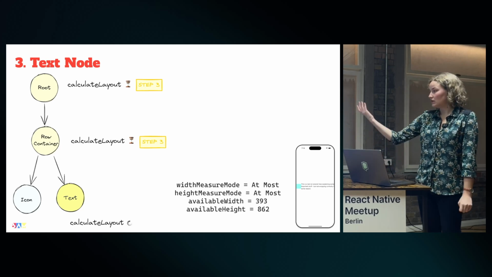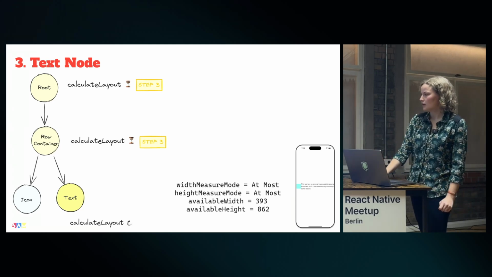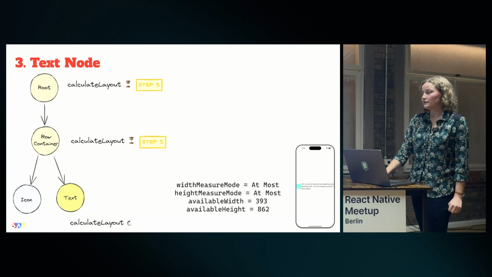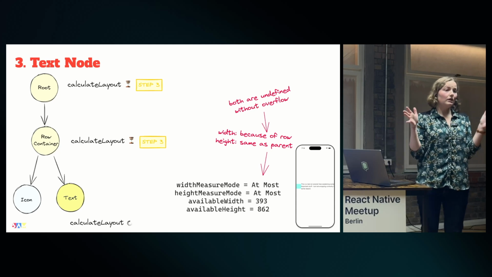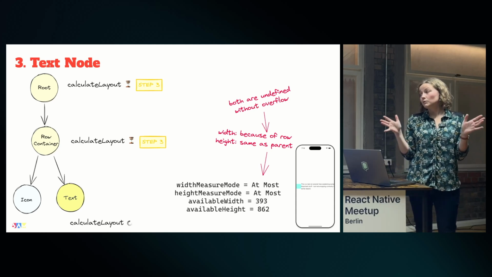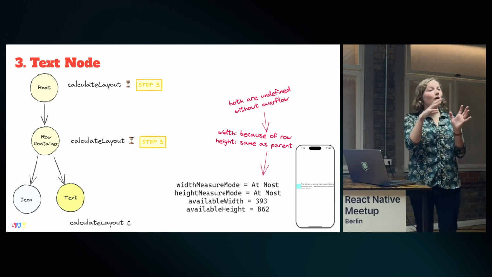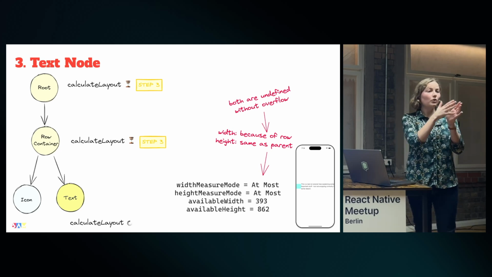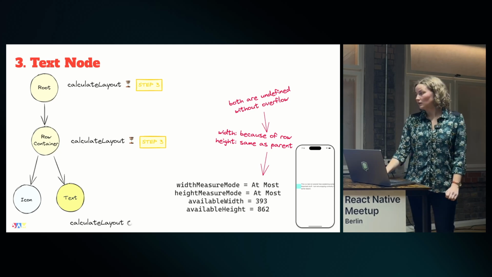I don't know why the text happens here like this in Xcode. For the text, the height measurement is like the parent, at most. And the width, because we are in a row, it's the same. In a row, you don't know in advance the width you have. You look at your content to know your size exactly.